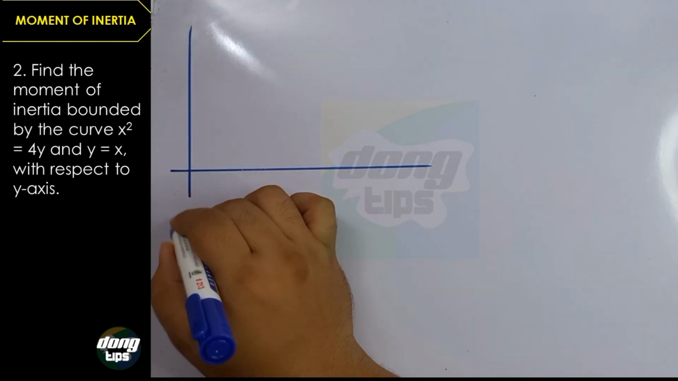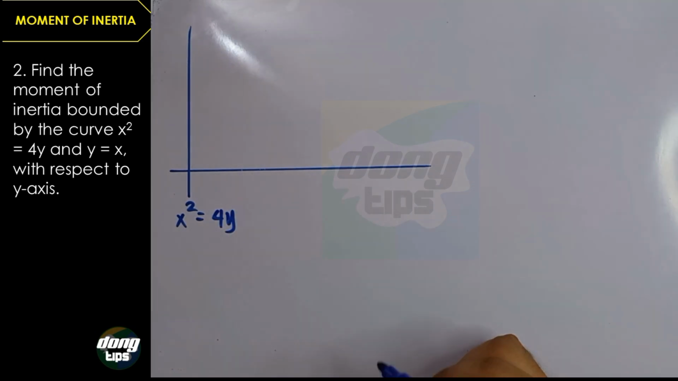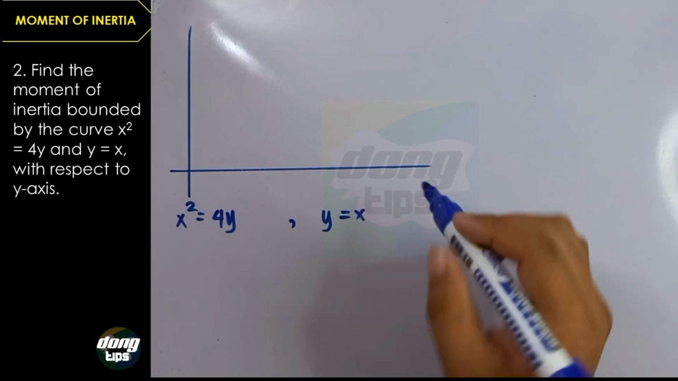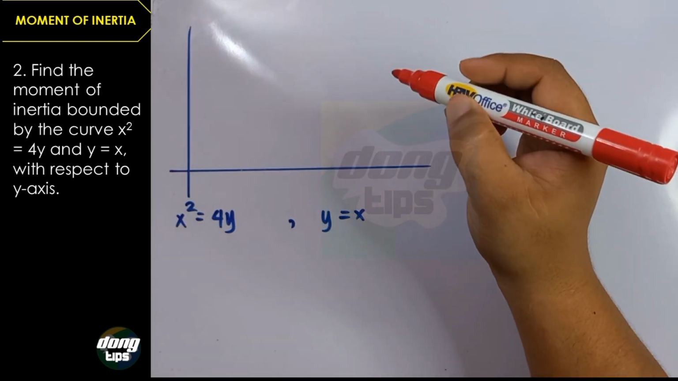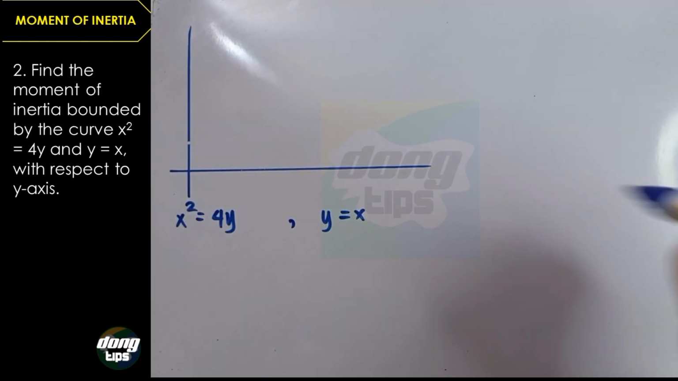Problem number 2. Find the moment of inertia bounded by the curve x squared equals 4y and line y equals x with respect to the y-axis.